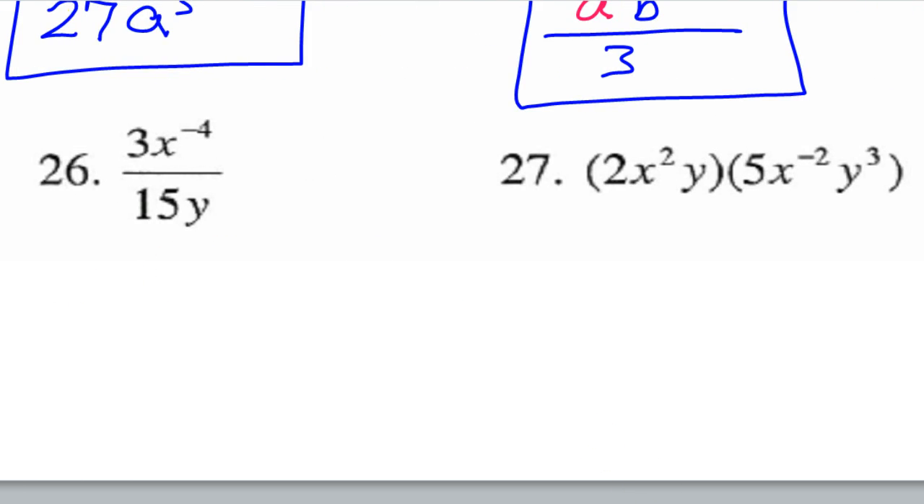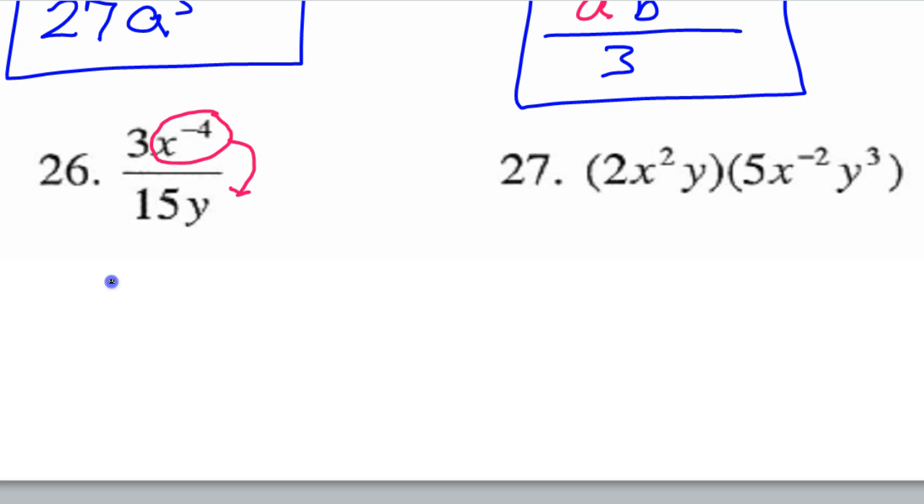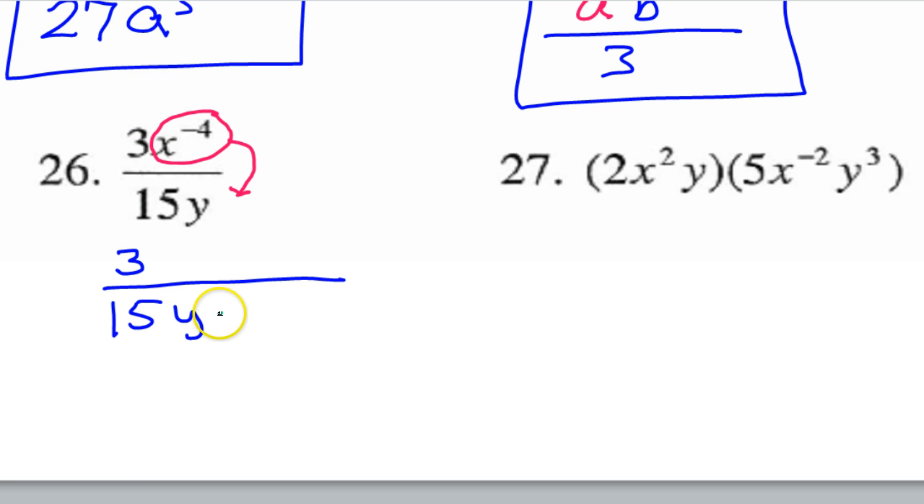Number 26. We have a negative exponent on this factor, so that is going to have to move down. That's the only thing that's going to move though. So for a moment I've got the 3 and the 15 and the y staying put. The x to the negative 4th power is going to drop down here. I started to put x to the 4th power like that, but it's traditional to do alphabetical order, so I'm going to switch those around.